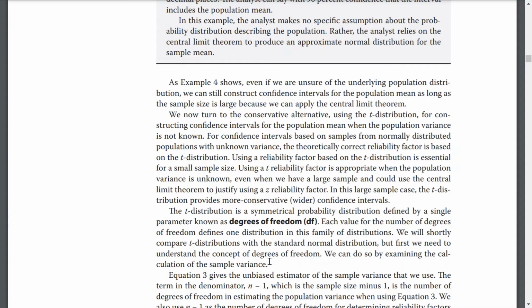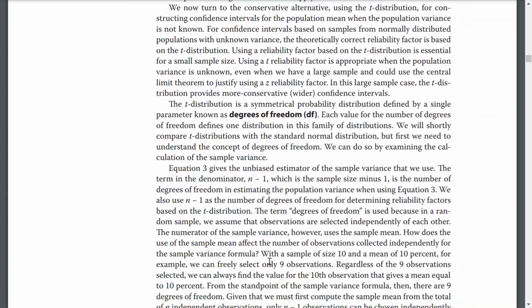The t distribution is a symmetrical probability distribution defined by a single parameter known as degrees of freedom, or df. Each value for the number of degrees of freedom defines one distribution in the family of t distributions. We will shortly compare t distributions with the standard normal distribution. But first, we need to understand the concept of degrees of freedom.